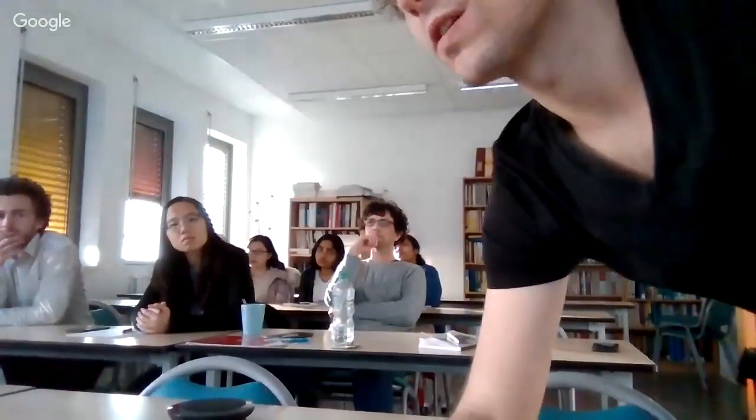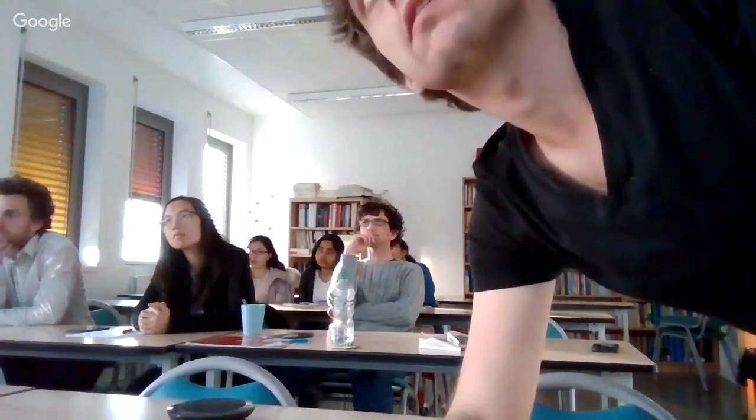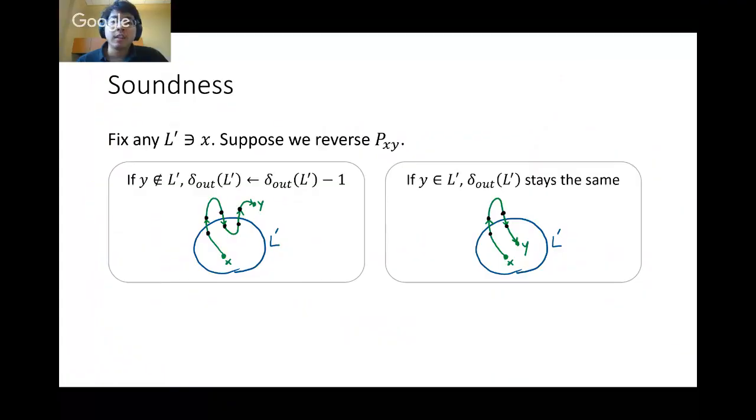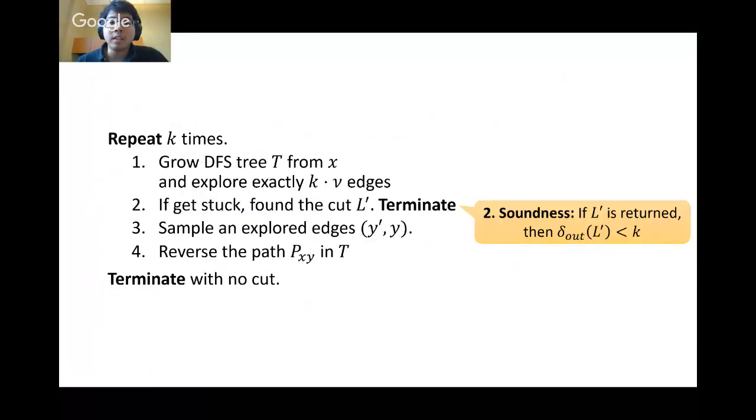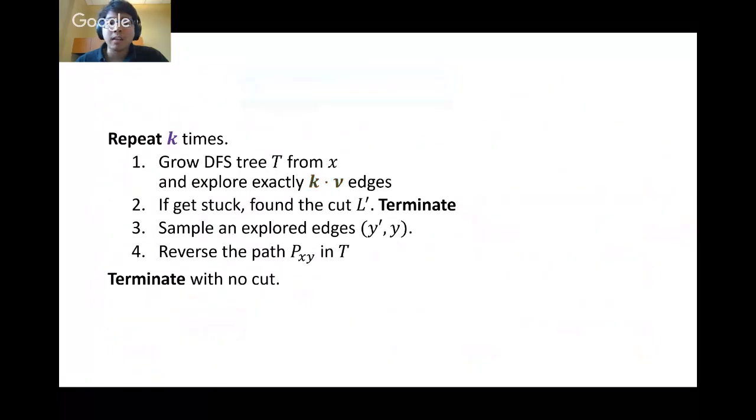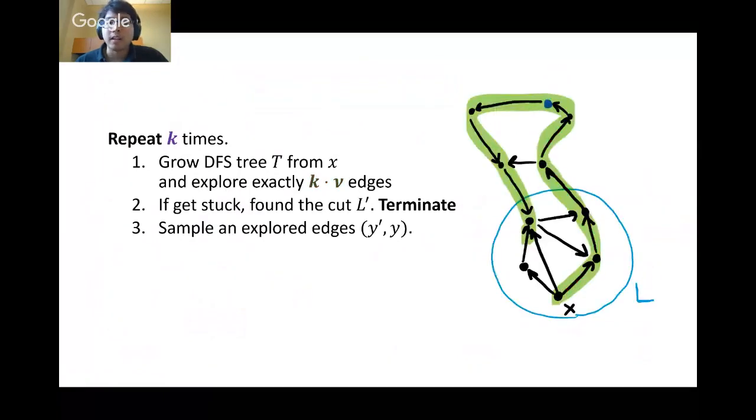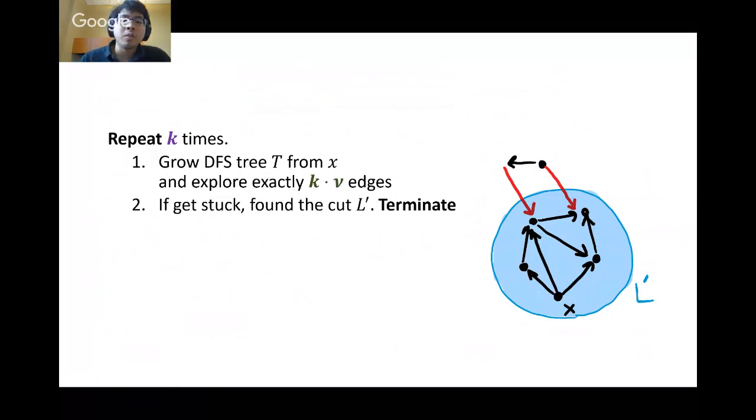Sorry if that was clear, but what is exactly the L prime you return? Right. So the L prime that we return is just a cut that you get stuck. Like you run your algorithm, right, and you reverse the path for each of the iteration.